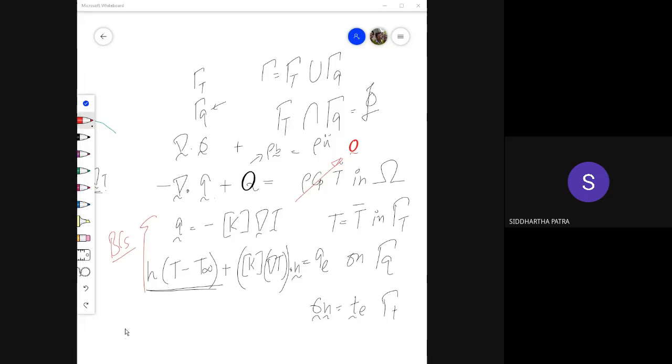For that, let's assume v is an arbitrary variation of T, and that means v equals 0 in gamma T. Don't confuse it with this small t. That's not there in thermal conduction. Right now we are only discussing a thermal problem.